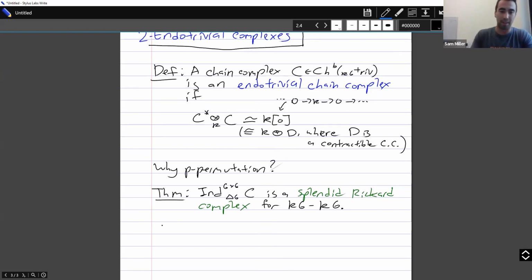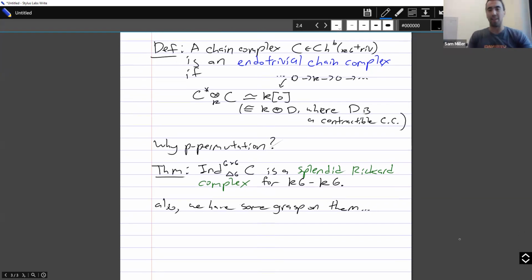And another reason is also that we just have some grasp on them. Whereas I've tried studying endotrivial complexes without this assumption that all the terms are p-permutation, and I can't make heads or tails of what's going to happen. Paul Balmer recently has a paper describing p-permutation resolutions, and the fact that every KG module has a finite p-permutation resolution. Unfortunately, I was hoping that I would be able to use this somehow, but I haven't found a way just yet.